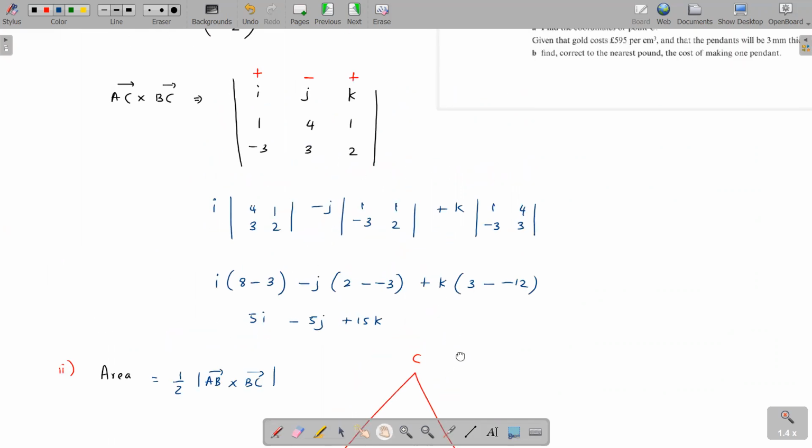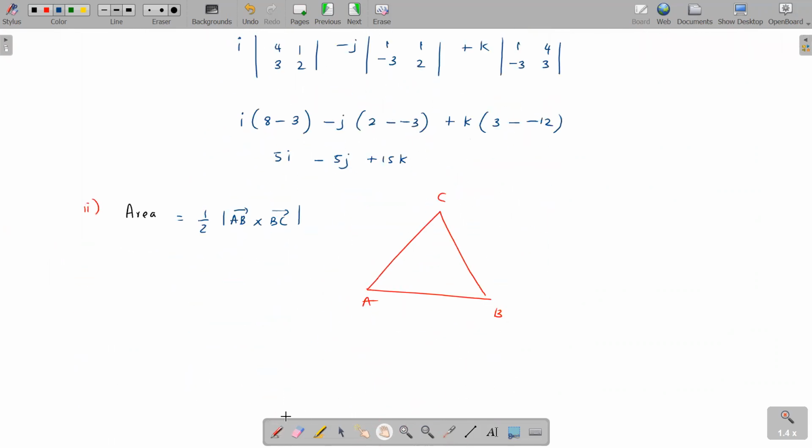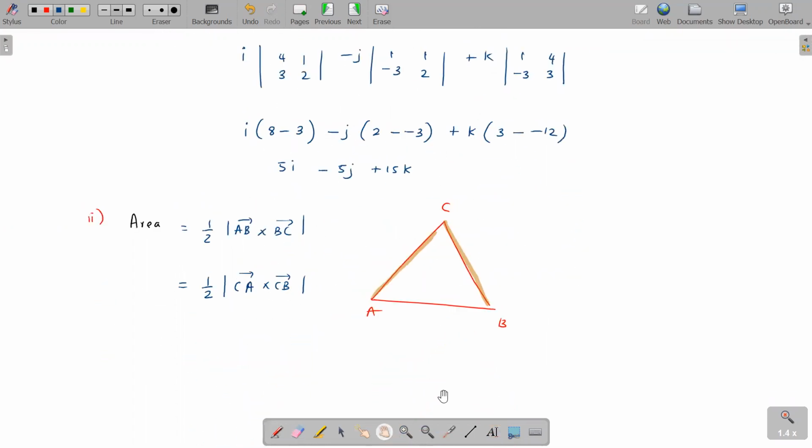Now we have found the AC cross BC product. But the thing is, when you're writing the area, they are using the AC and BC vector. So we need to write what? Half modulus CA cross CB. Basically, we take the point C and we write CA cross CB, right? We found in the earlier part AC cross BC. But when we are writing the rule here, normally we take one single point and we write the area from that point, isn't it? CA cross CB. Are you with me?